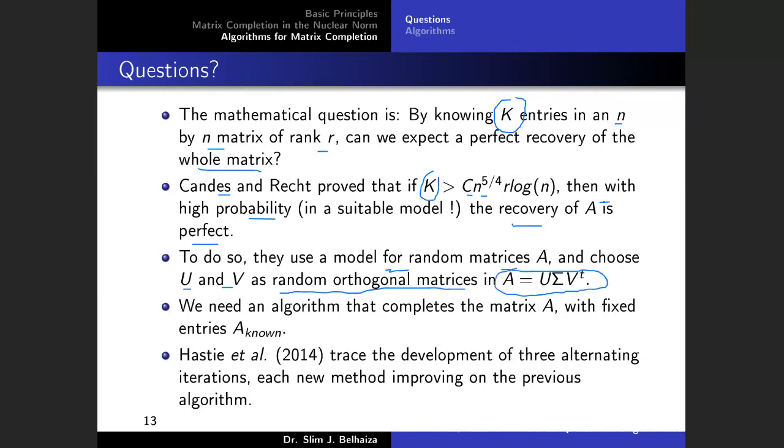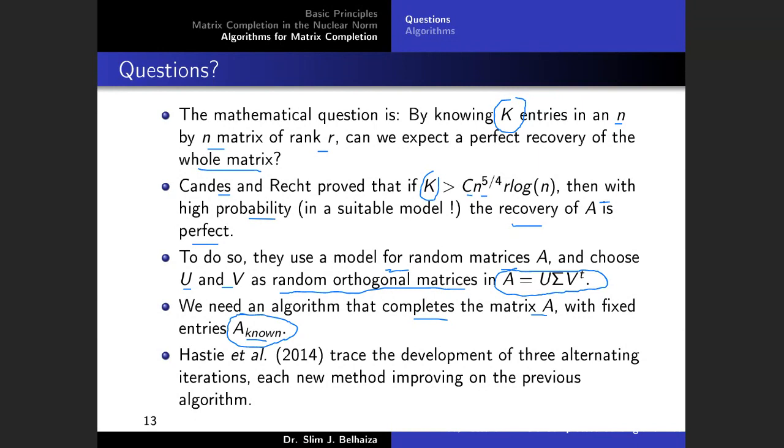That's why, if you remember, we said that SVDs are a core thing in this data science course. So we need, in fact, another method that completes the matrix A with fixed entries which are known. Suppose you have some missing entries, but you have some which are known. That's why you have to complete the missing entries in the A which is known.